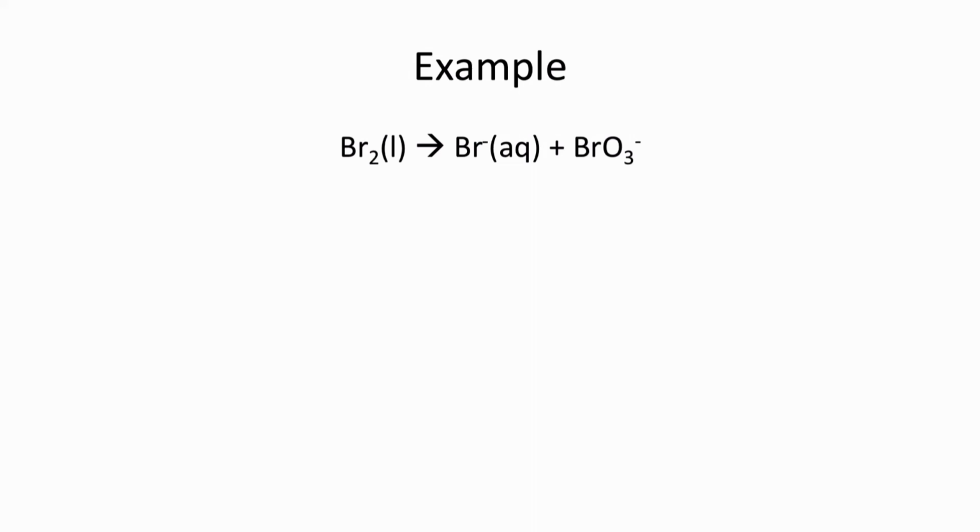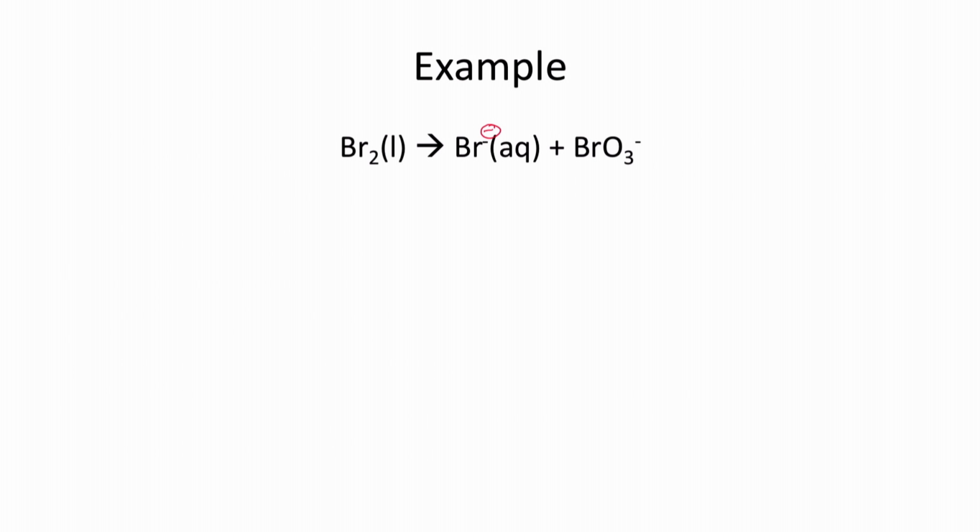Okay, let's say that we were interested in this reaction: disproportionation of bromine, Br2, into bromide, Br minus, and bromate, BrO3 minus. First thing I want to do is figure out what the 2 half reactions are.